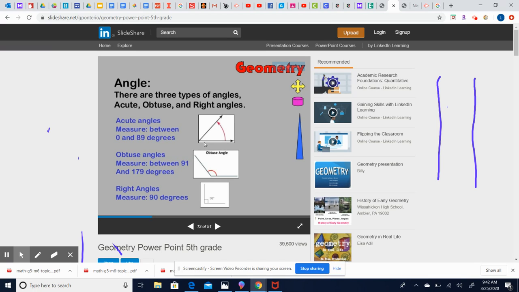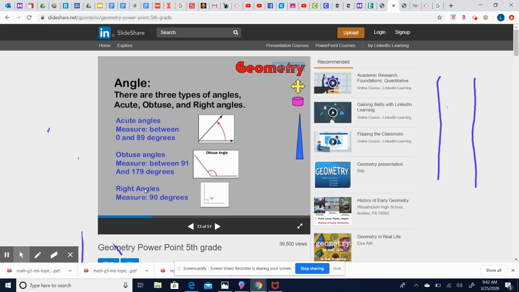All right. So when the angle is very, very tiny. Obtuse, meaning very large, okay, is between 91 and 179 degrees. And you'll see how they look different, okay? You'll notice that this angle is much smaller than the obtuse angle.